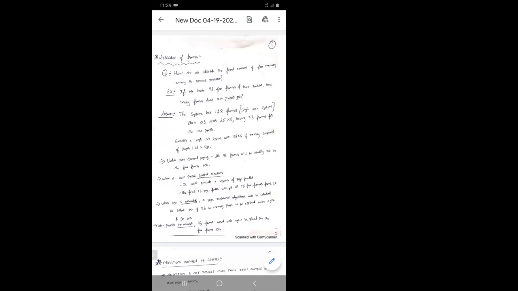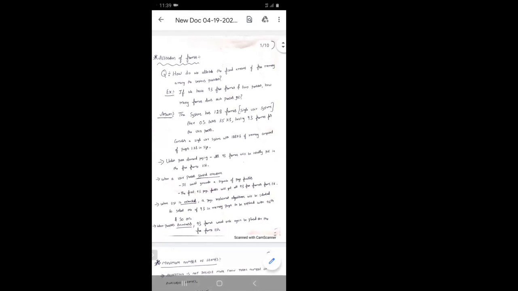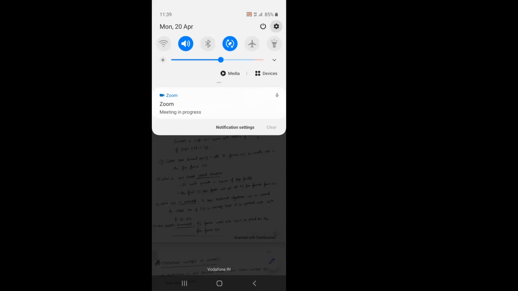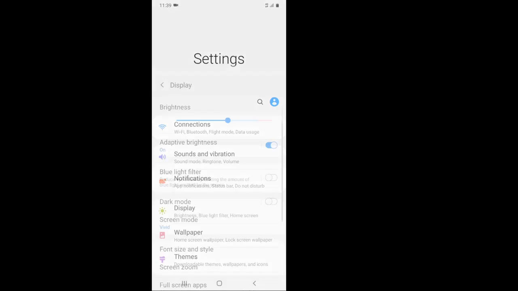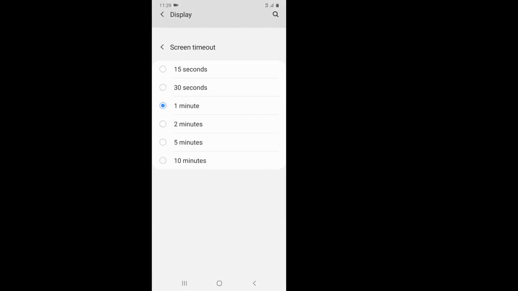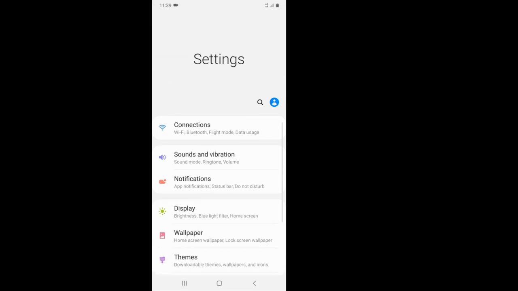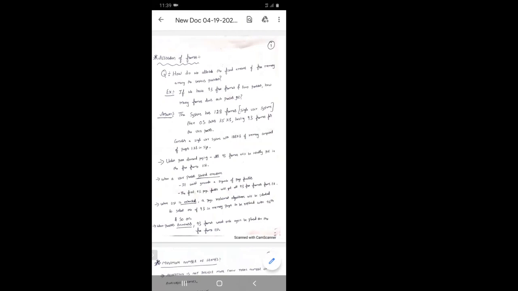For example, now we have 93 free frames. So there are 93 slots which are free to work on, and there are two processes which are working. Now, how do we allocate the 93 free frames to those two processes?